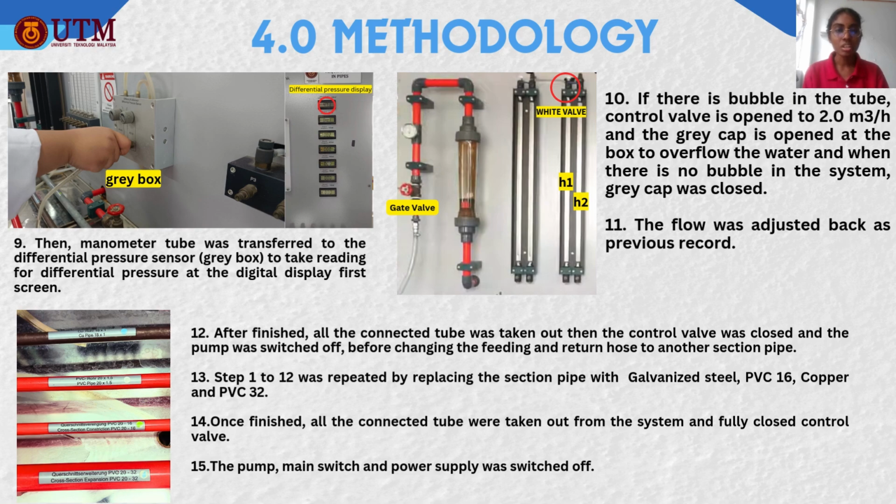After finished, all the connected tubes were taken out. Control valve and pump are closed. Steps 1 to 12 were repeated again, but this time with different type of pipe section. After the experiment concludes, the setup is restored to its original state.